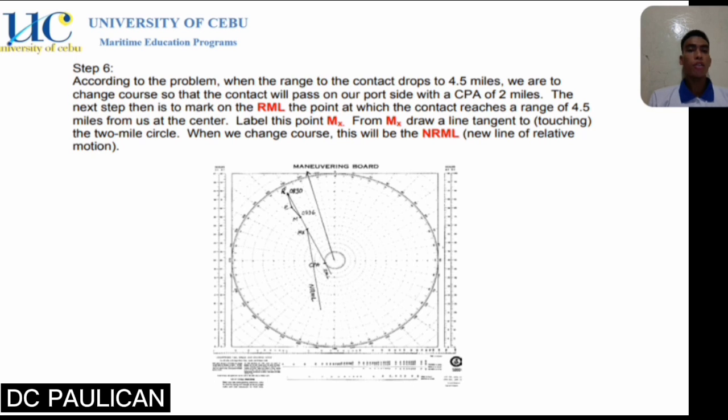Look at the maneuvering board below. Label this point MX. From MX, draw a line tangent to the 2-mile circle. When we change this course, this will be the new RML or NRML.